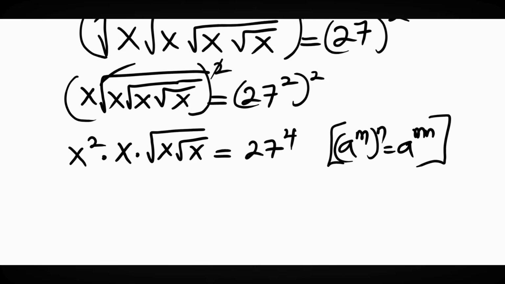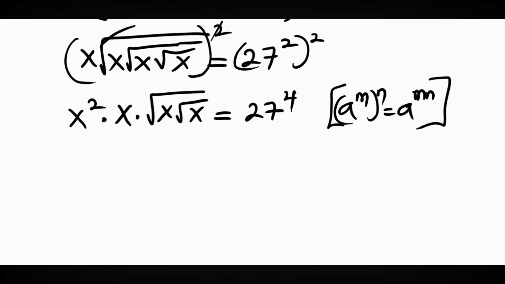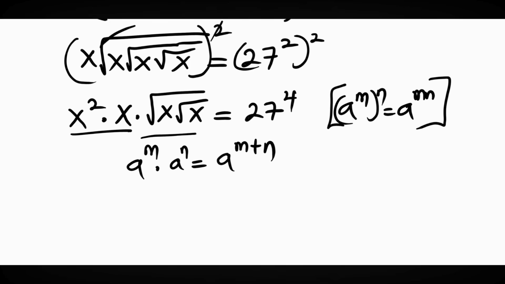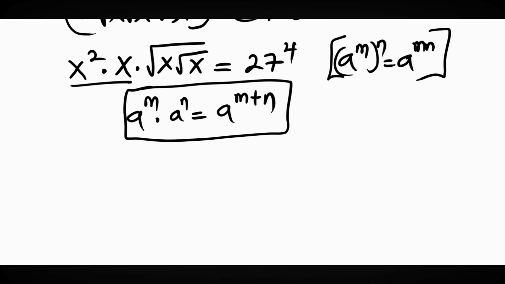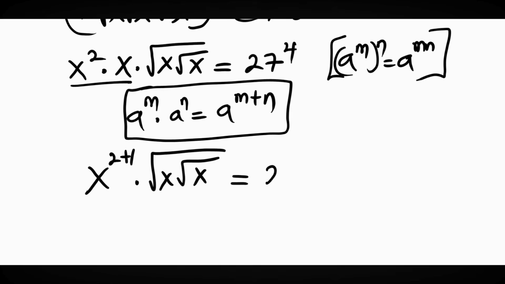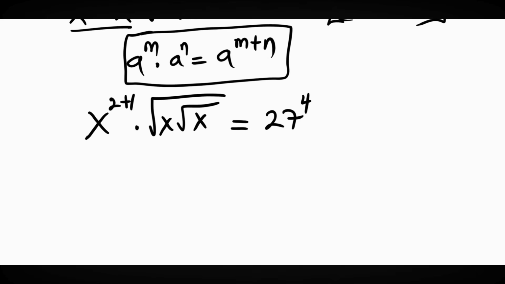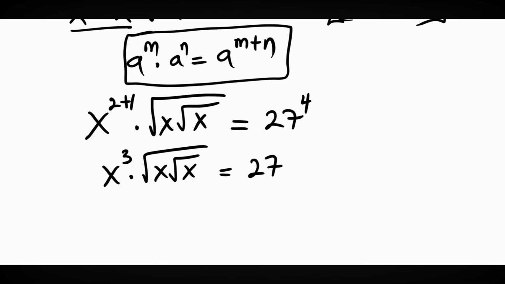Okay, so now from here, we also know that a raised to power m times a raised to power n is equal to a raised to power m plus n. So this we're going to apply to the left hand side. So left hand side becomes x raised to power 2 plus 1 times root of x equals 27 raised to power 4. So we have x raised to power 3 root of x equals 27 raised to power 4.